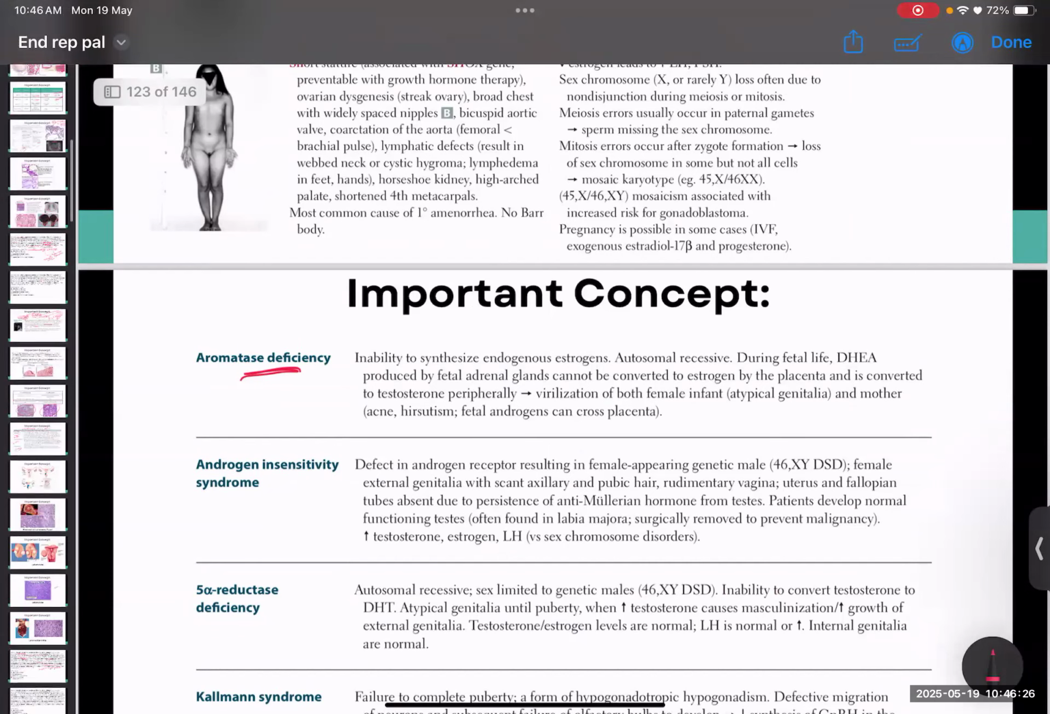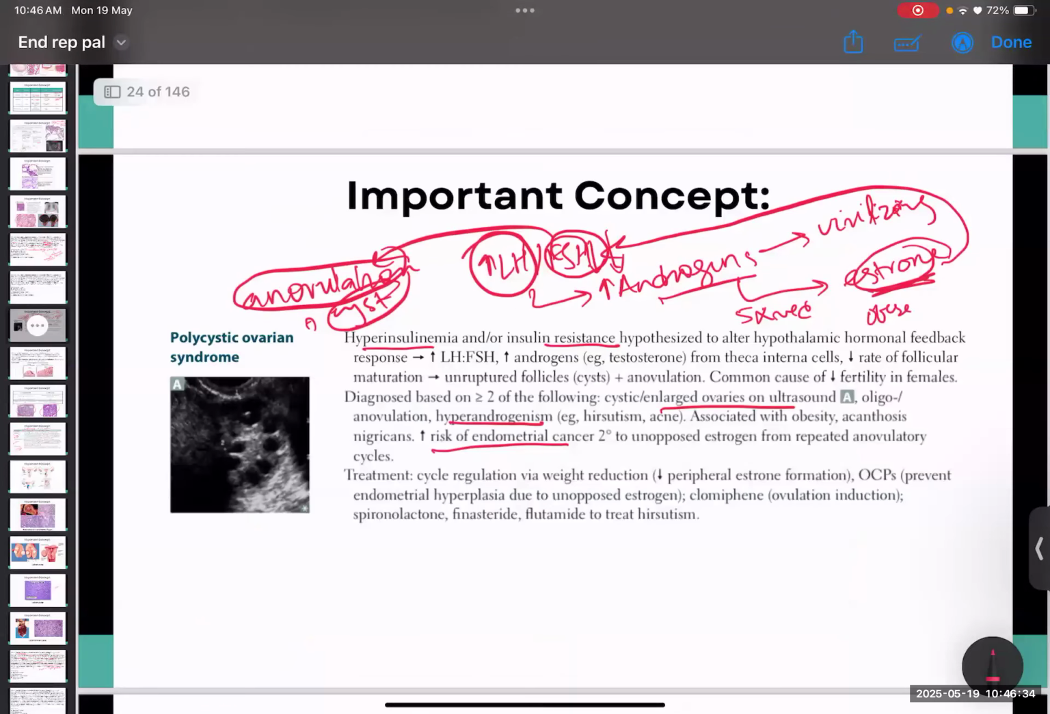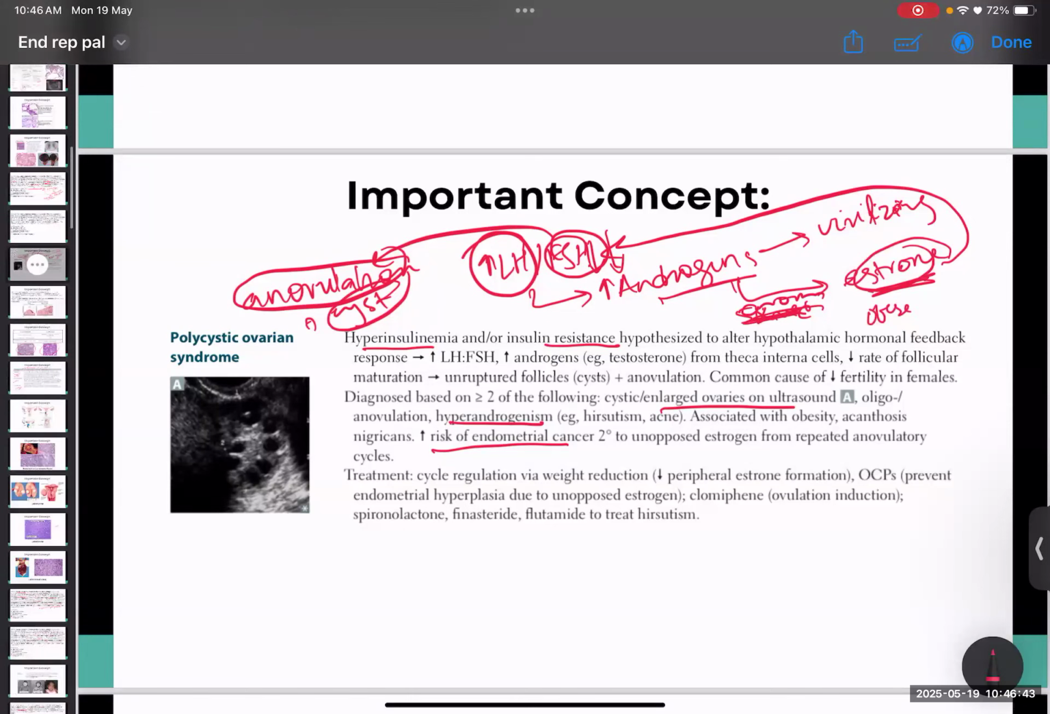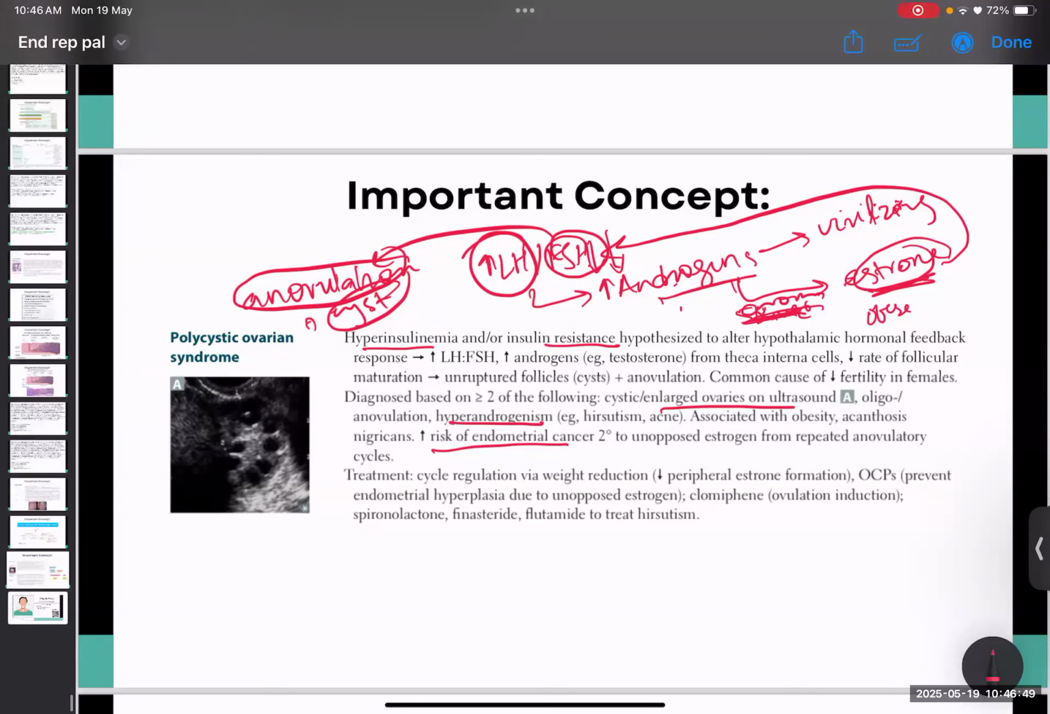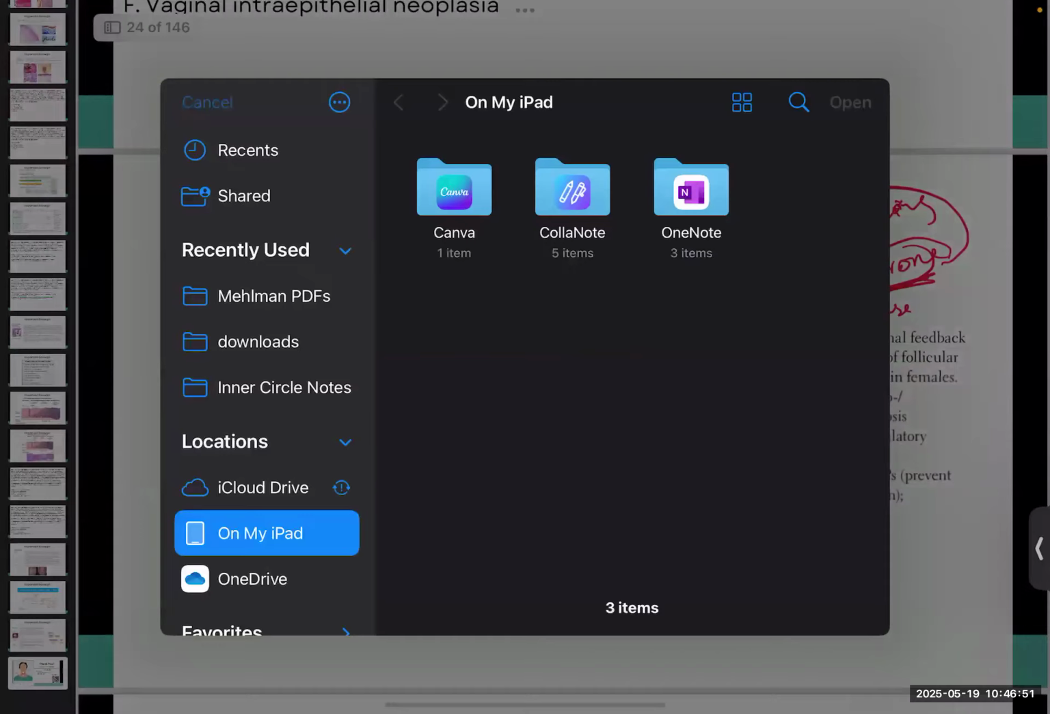I can't find it here yet. Yeah, here I did say it's not 5-alpha reductase. I'm so sorry. This is aromatase. So androgen is converted to estrogen by aromatase, while 5-alpha reductase acts upon the androgen and converts it to DHT. All right, so, oh my God, what did I do? Sorry.